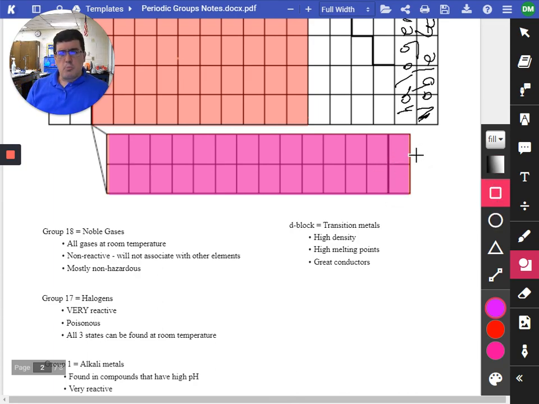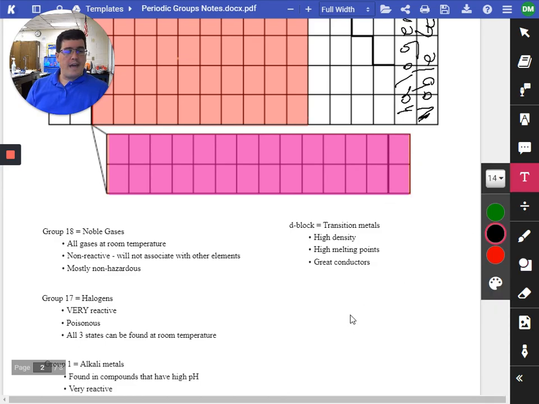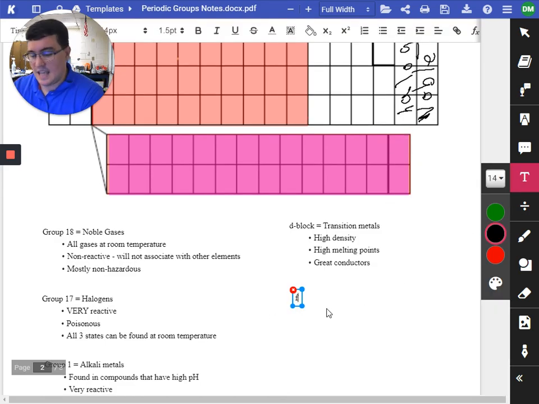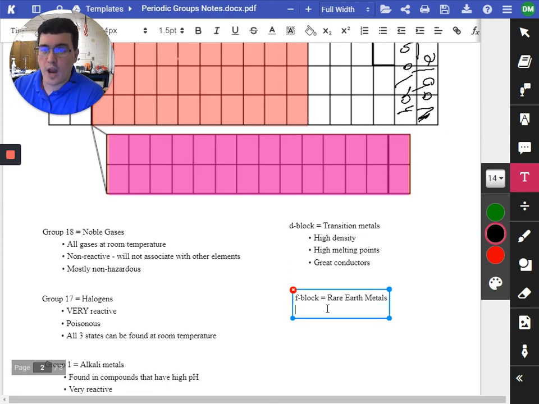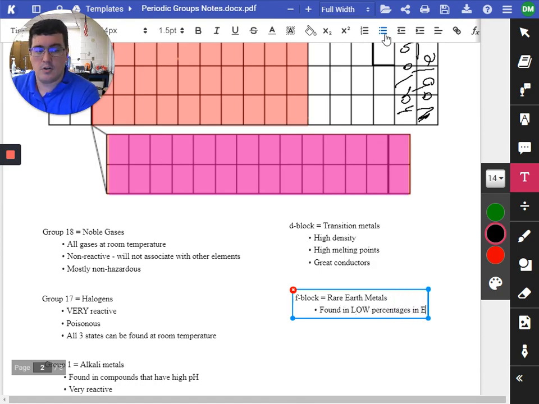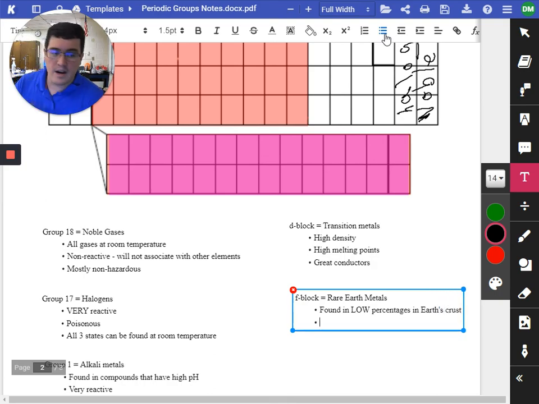or some variation of purple, what we've got is, you guys remember that as the F block, okay? And the F block are also known as rare earth metals. Gee, why are they called rare? Why are they called rare earth metals? Because they are found in low percentages in Earth's crust. One of the rarest elements on there, but one of the most valuable to us, is uranium.